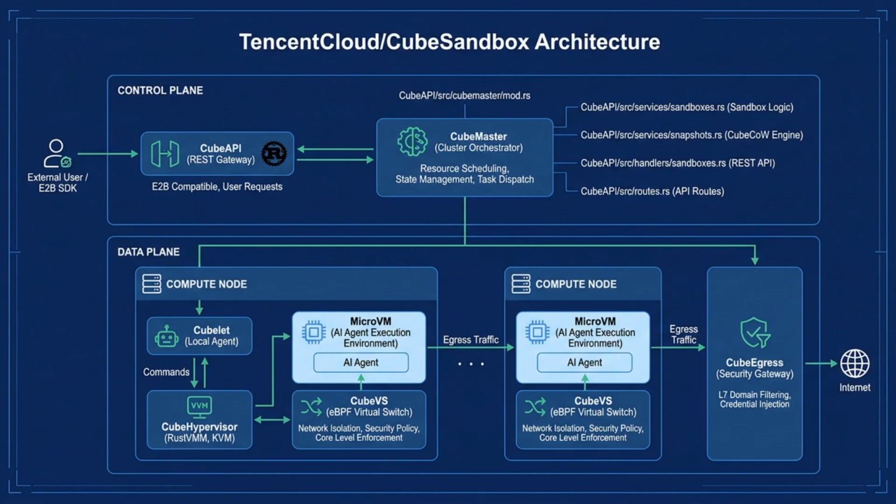So, how does it work under the hood? CubeSandbox is built on a micro-VM architecture, using technologies like RustVMM and KVM. A good way to think about it is giving each task its own tiny disposable computer, instead of just a separate room in a shared building. Every sandbox gets its own dedicated guest OS kernel, which achieves true hardware-level isolation.